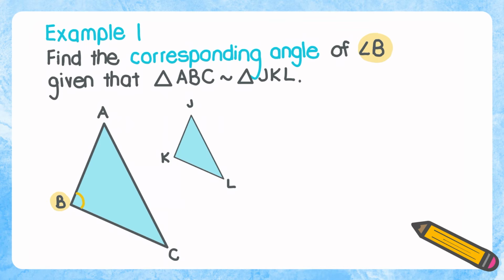This one is actually pretty easy to tell. Notice how angle K is in the same position. So the corresponding angle of angle B would be angle K. Notice how they also line up in the similarity statement. So here, the corresponding angle of angle B would be angle K.